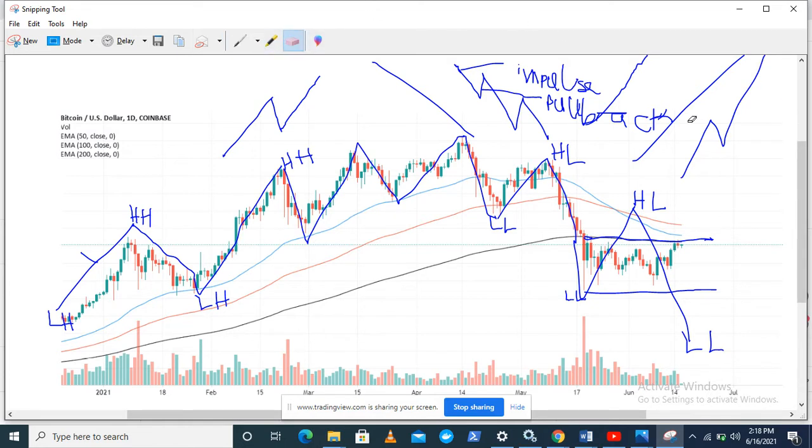Let me erase all this, so you can see it clearly. Good. So in the case of a downtrend, this is an impulse move. This is a pullback. Pullback. This is a pullback. Let me use my mouse.